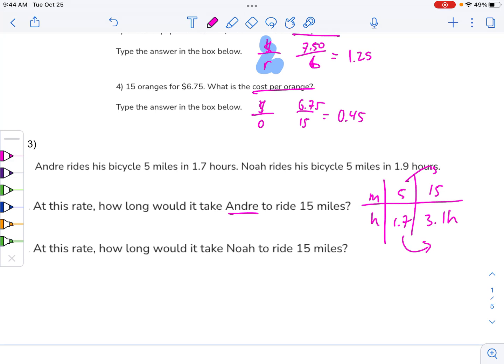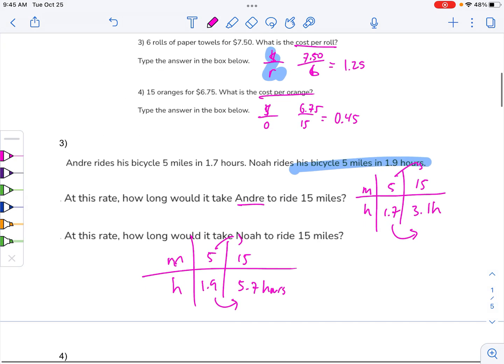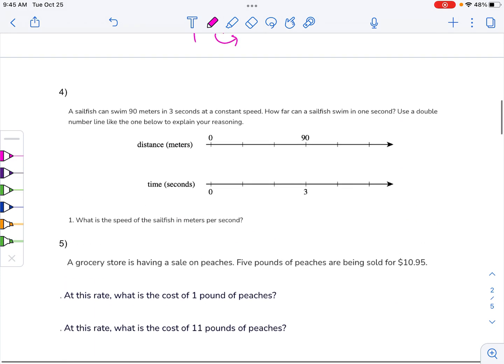hours. Nice. Let's do Noah. So Noah also has miles, and he also has hours. So up in the original story here, we see that he goes 5 miles in 1.9 hours, and we just need to get to 15. So times 3. 1.9 times 3 is 5.7 hours. Yeah. Good stuff. Next page. Look at this, we're flying.